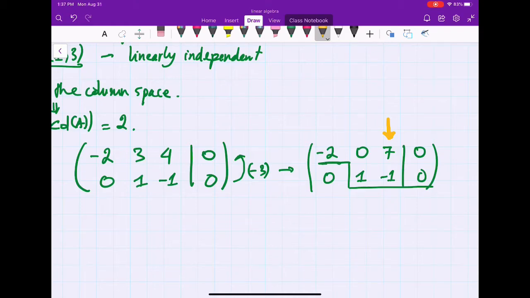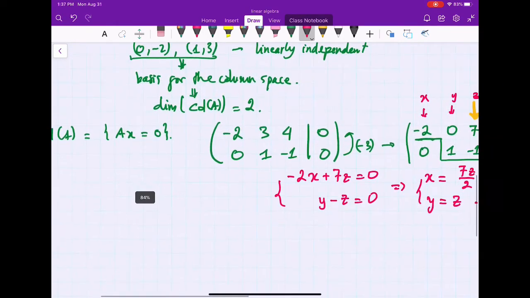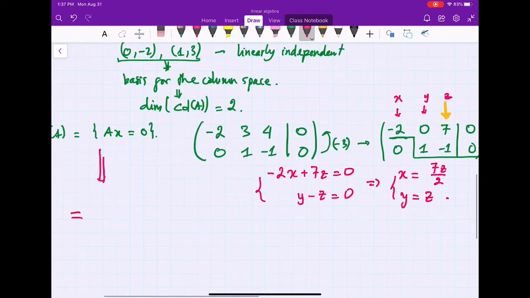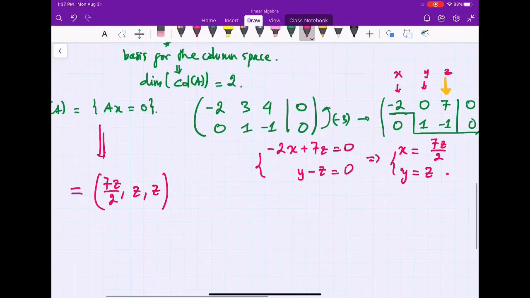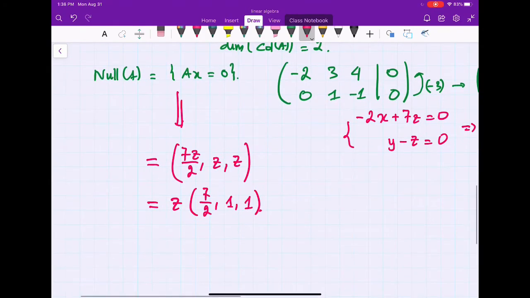Does that make sense? So from here, suppose that I have x, y, and z. Then from the first equation, I have negative 2x plus 7z equal to 0, and y minus z equal to 0. From here I get x equal to 7z over 2 and y equal to z. Then you can write the general solution of this homogeneous system as 7z over 2, z, and z. If you take z out, you have 7 over 2, 1, and 1. So the null space of A is generated by only one vector.